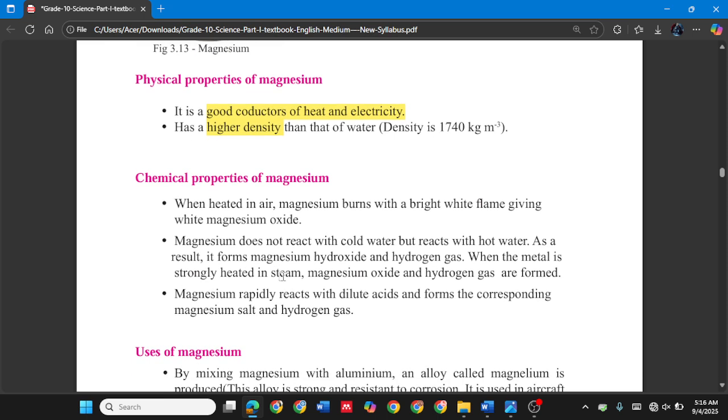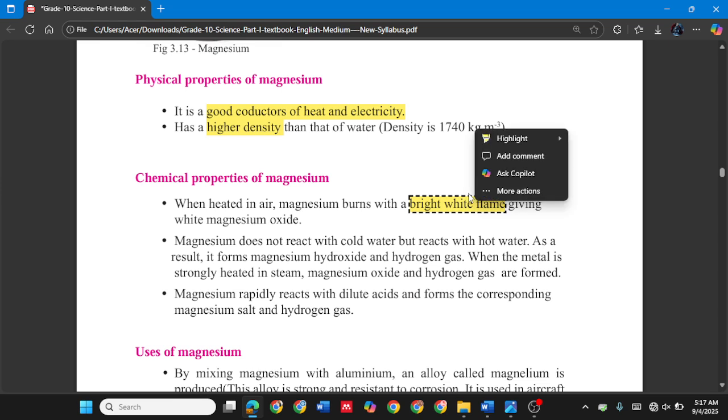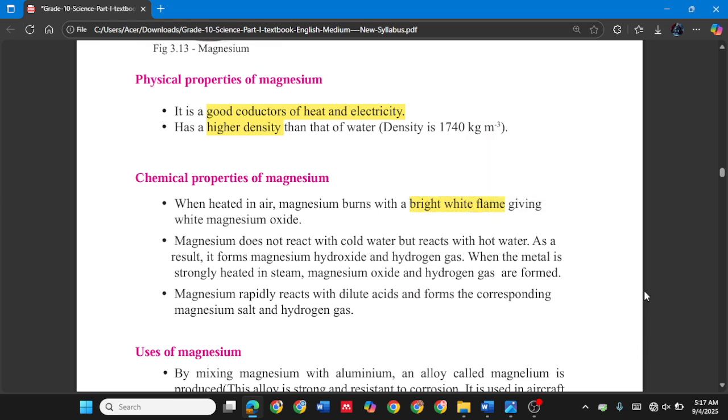And when we come to chemical properties of magnesium, when heated in air, magnesium burns with a bright white flame, giving white magnesium oxide. I don't know whether we have to do it as a use. Oh no, it's a chemical property. So when heated in air, magnesium burns with a bright white flame and gives white magnesium oxide powder.